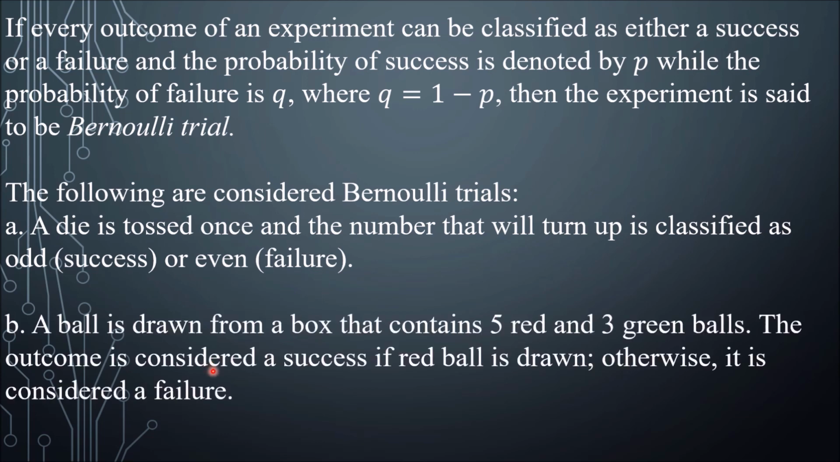Next example, a ball is drawn from a box that contains 5 red and 3 green balls. The outcome is considered a success if a red ball is drawn. Otherwise, it is considered a failure. So as long as there are 2 outcomes, the first is the success and the other one is a failure. So we need to divide the outcomes into 2, the success and the failure.